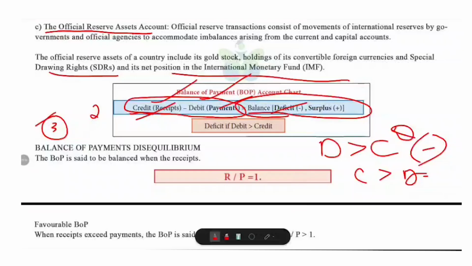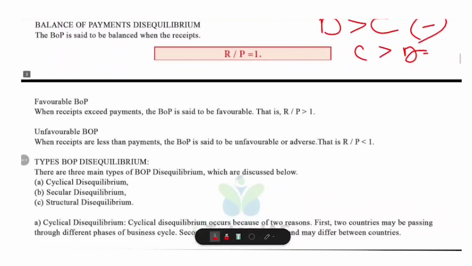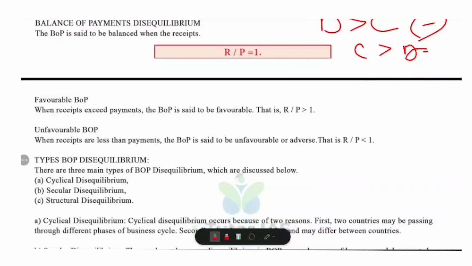So BOP disequilibrium is important because persistent deficit can deplete a country's reserves, while persistent surpluses may indicate underconsumption or currency misalignment. So governments and central banks often intervene to correct disequilibrium using policies like adjusting exchange rates, tariffs or capital controls. Okay. Now let's look at favorable BOP and unfavorable BOP.